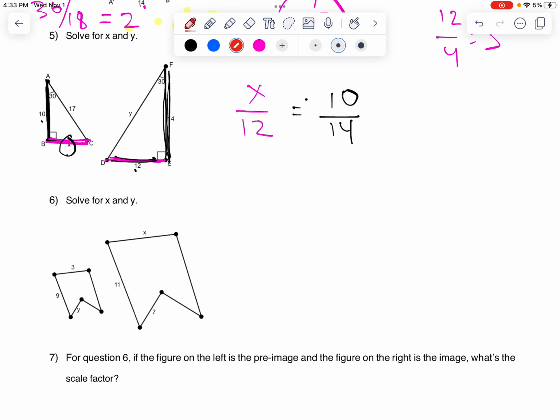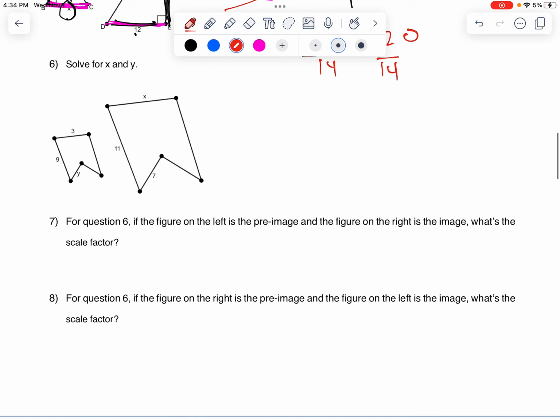Now at this point, you just cross multiply, and so I get 14x equals, cross multiply this way, 120. Divide by 14, divide by 14, and you're good to go. Okay, let's skip solving for y, do that one on your own. And on this one, let's solve for x, and you can solve for y on your own.